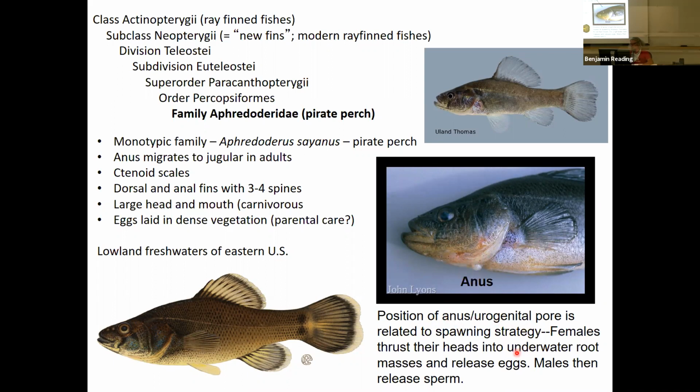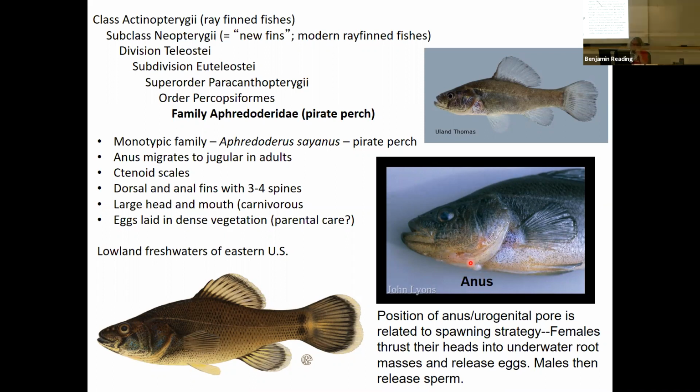The position of the anus and urogenital pore is related to spawning strategy, because the females will stick their heads into underwater root masses or aquatic vegetation and release the eggs in there and then pull their head out, and then the male will stick his head in there and do the same. And so the anus is here, but also the urogenital pore. So gametes are released here along with urine and feces.